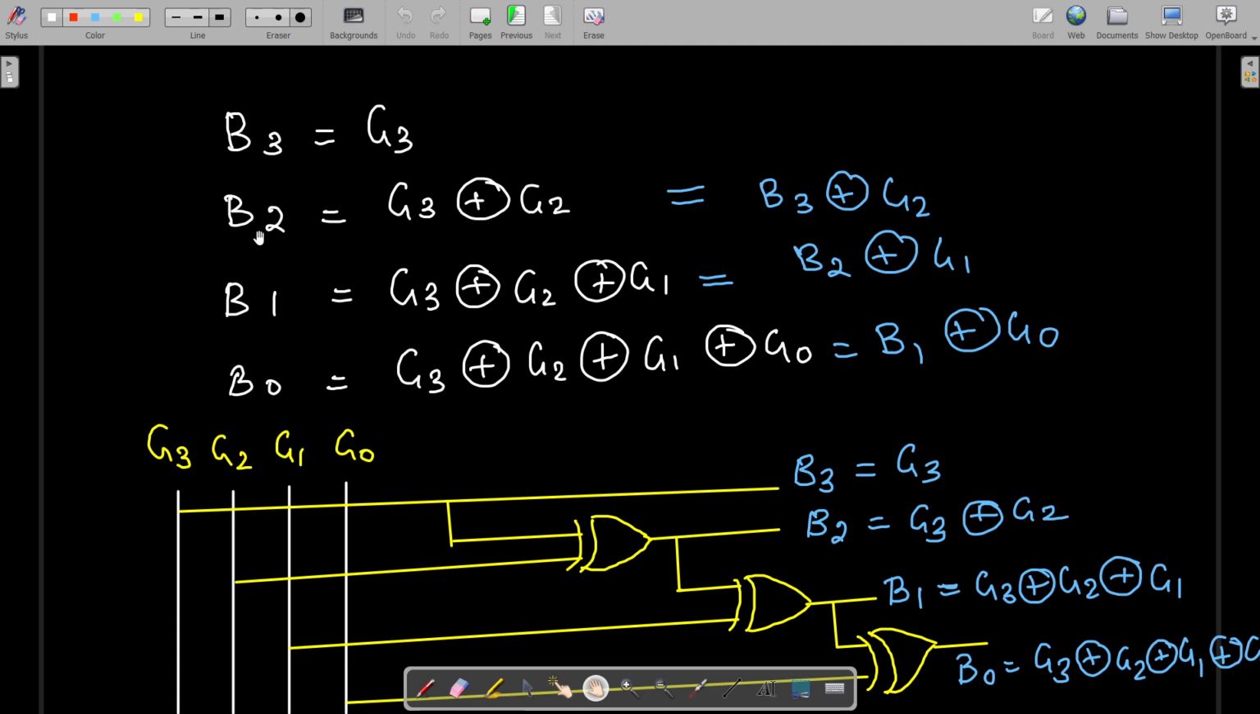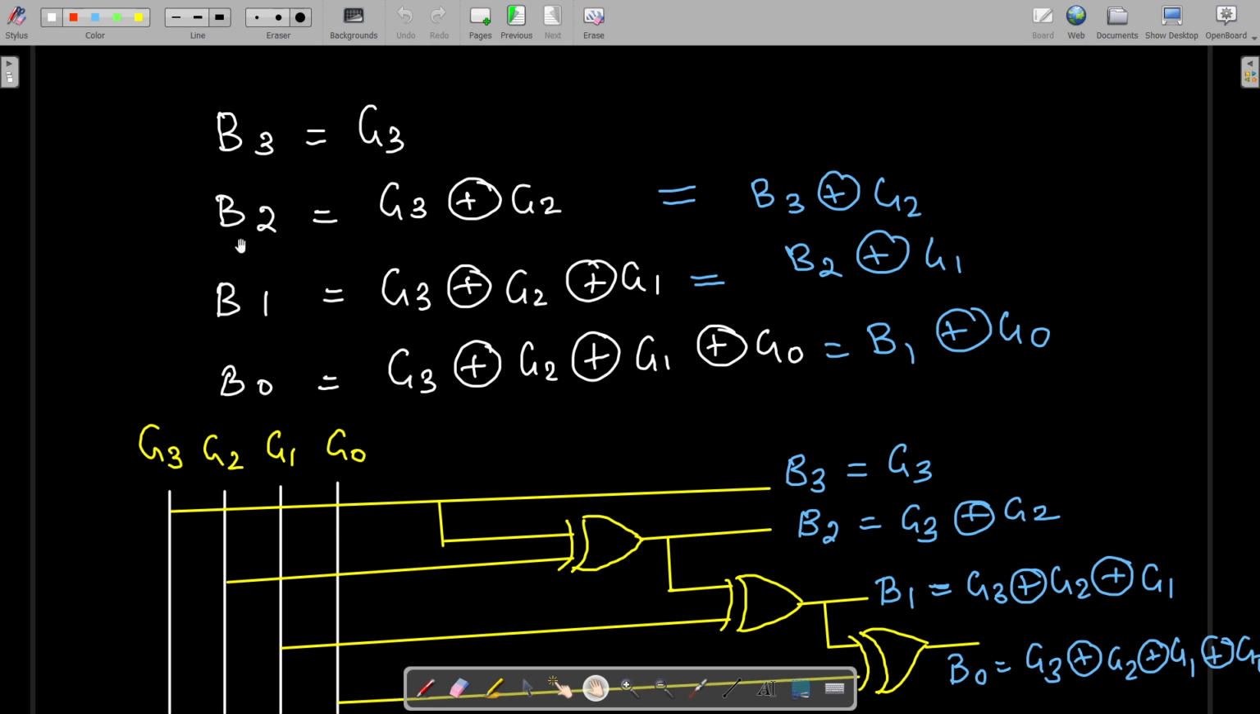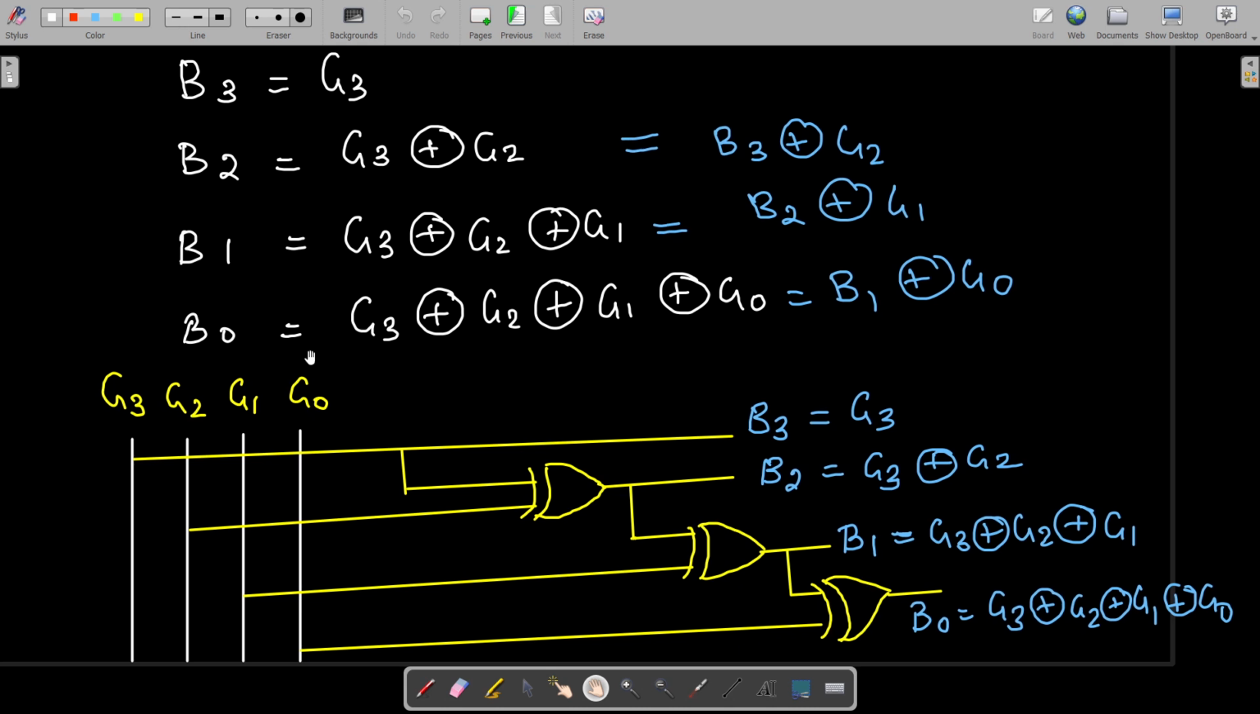For B3 it is G3, and B2 is G3 exclusive OR with G2. That means instead of G3, you can place B3, so it is B3 exclusive OR with G2. Then B1 we got as G3 exclusive OR with G2 exclusive OR with G1. But we know that G3 exclusive OR G2 is equal to the binary value B2. So B2 exclusive OR with G1. Then B0 is G3 exclusive OR with G2 exclusive OR with G1 exclusive OR with G0. In this, these three terms are actually B1, so we can write it as B1 exclusive OR with G0.